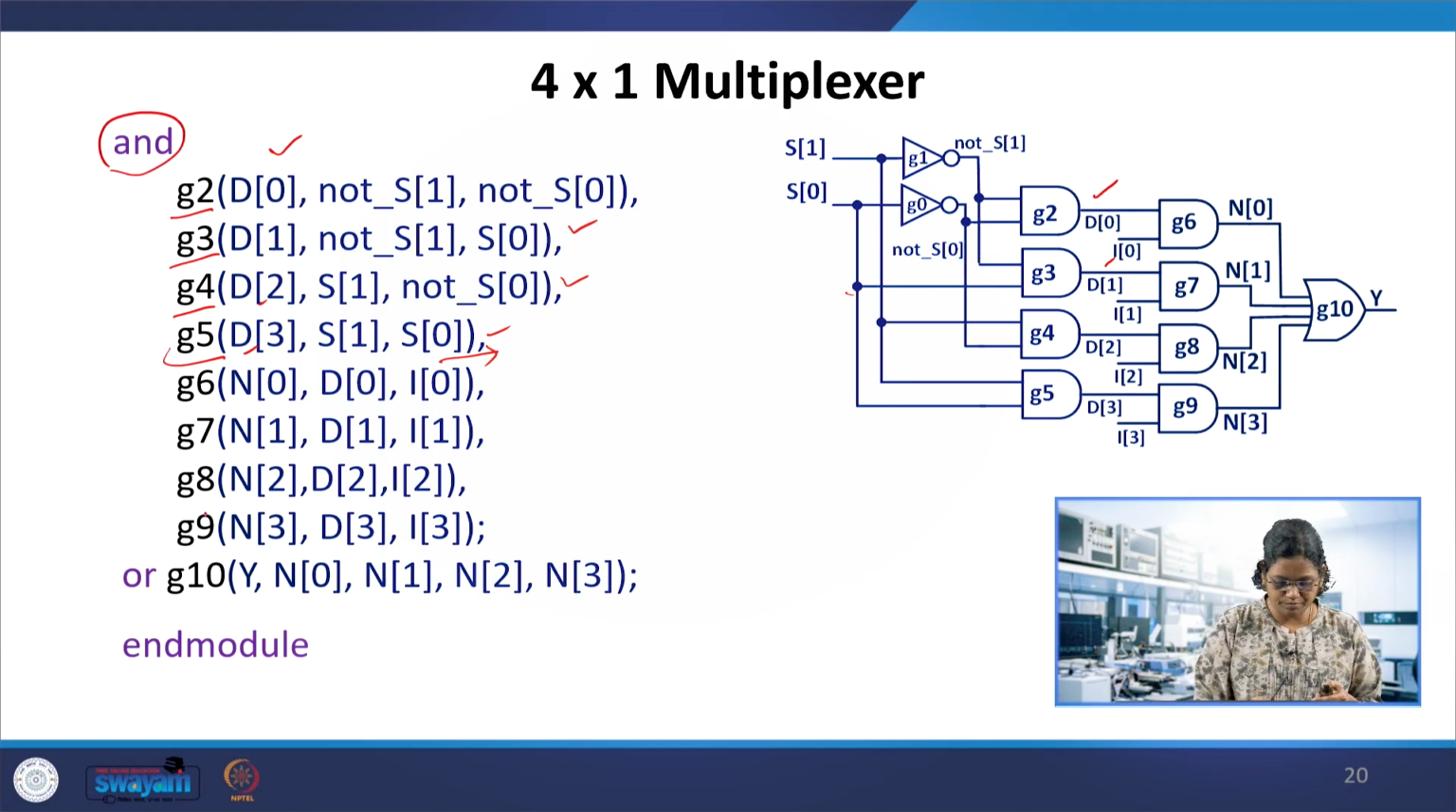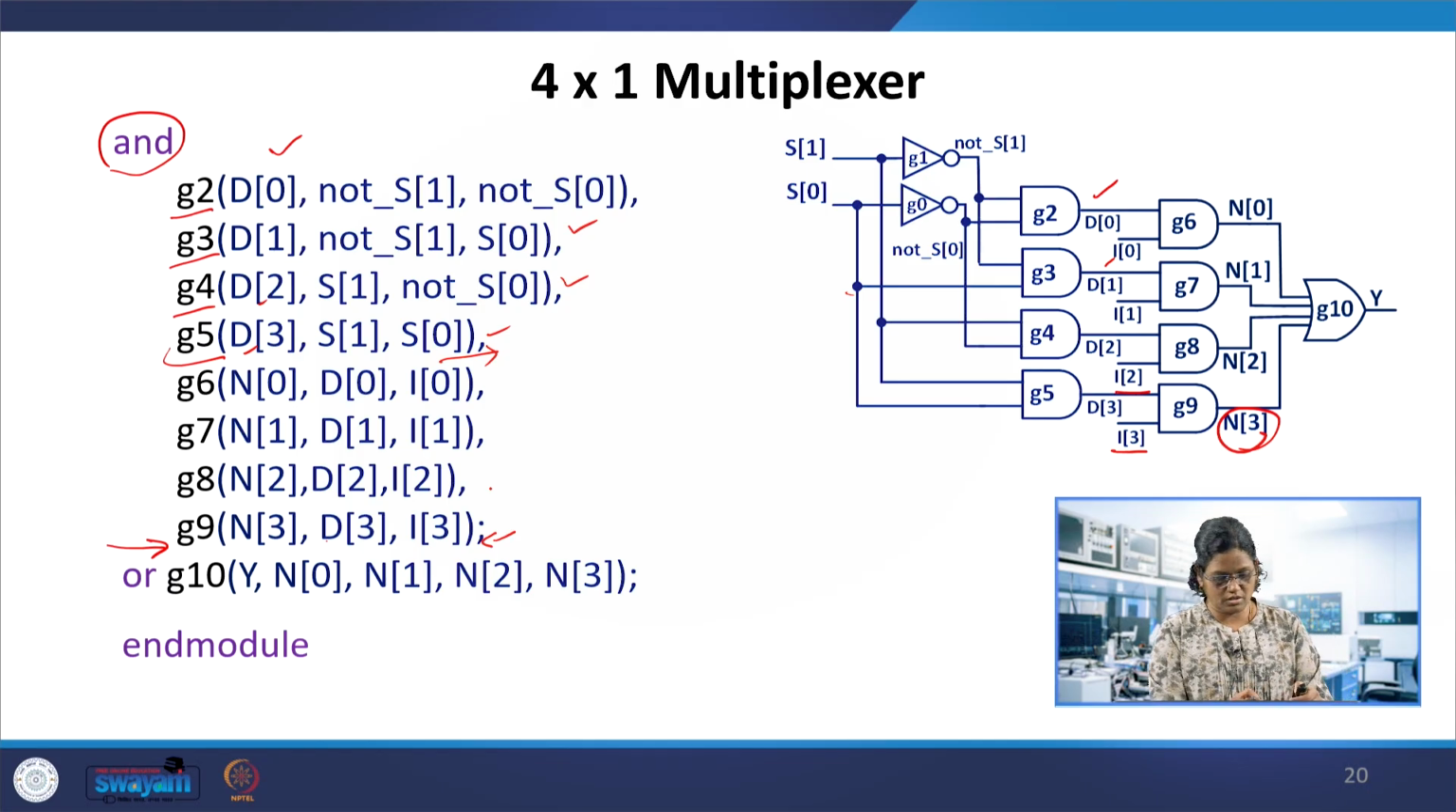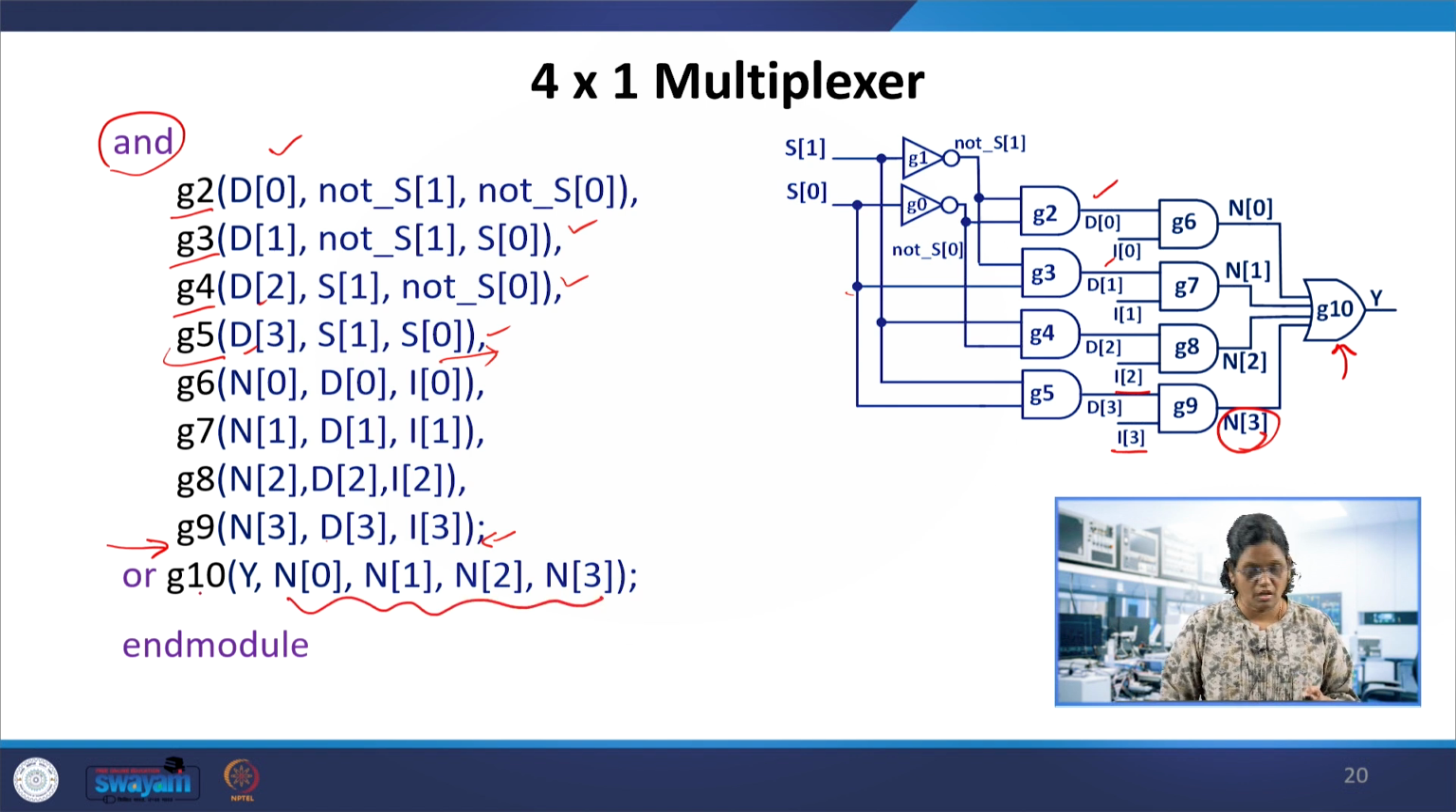All 8 AND gates are instantiated with commas, and then the final gate, that is G9: N of 3 is the output and the inputs are D of 3 and I3. Then put a semicolon once all the gates are mentioned here. These are instance names, which are optional anyway: G2, G3, G4, G5, G6. We included them for clarity. There is only one OR gate, which takes 4 inputs: N of 0, N of 1, N of 2, N of 3, and the output Y.